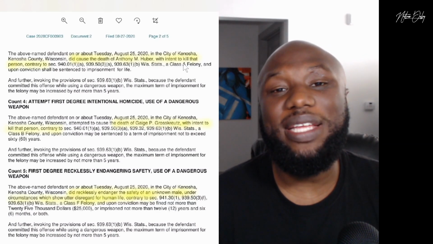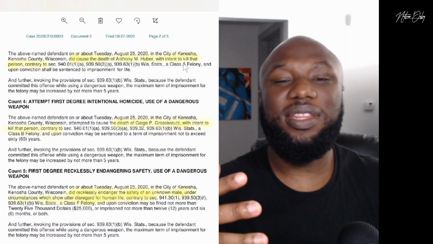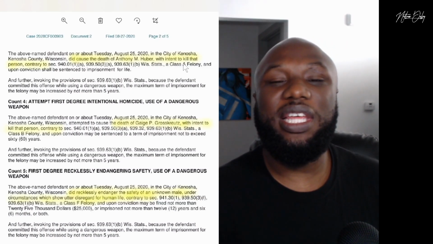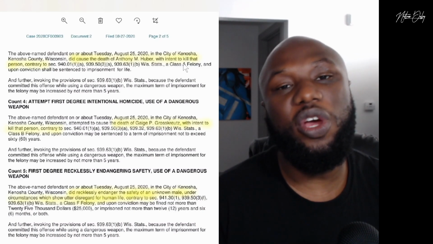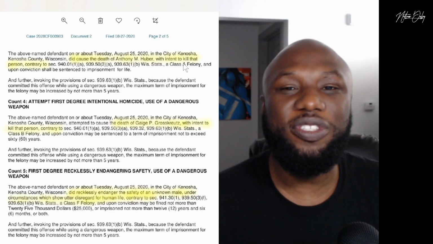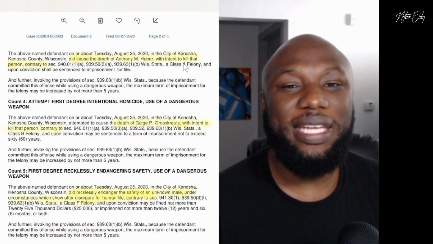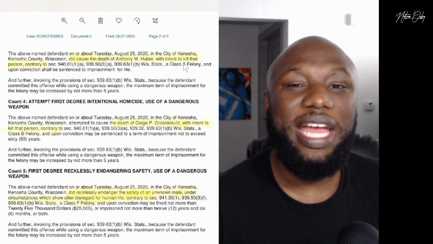Sometimes these charges are made to make the citizenry satisfied. But then it ends up becoming a disappointment because when it goes to trial and they're found not guilty on certain charges, people get upset. So it's a temporary fix, a temporary band-aid. And I don't like that. I don't like the games that they play.